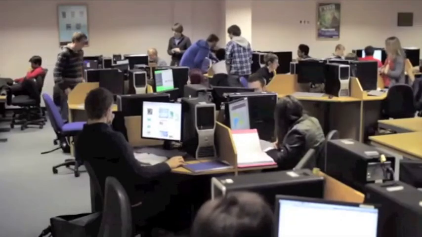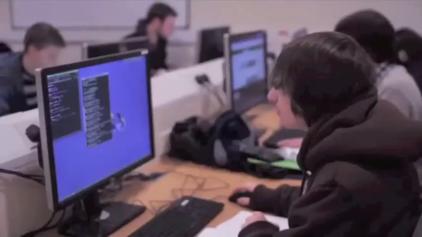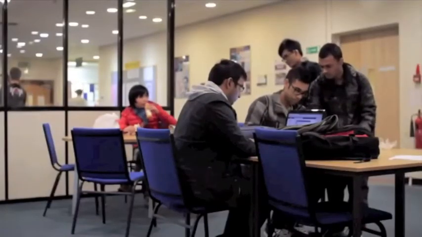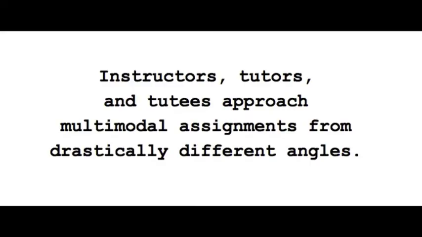And we can't discount these desires for specialized training because, after all, there are differences in multimodal and traditional texts. Aside from the obvious differences of visual and sound components, there are also differences with how tutors and tutees approach these assignments. In her talk at the 2014 4Cs, Barbara Lutz argued for the importance of recognizing these differences and noted that instructors and tutors and tutees approach multimodal assignments from drastically different angles.